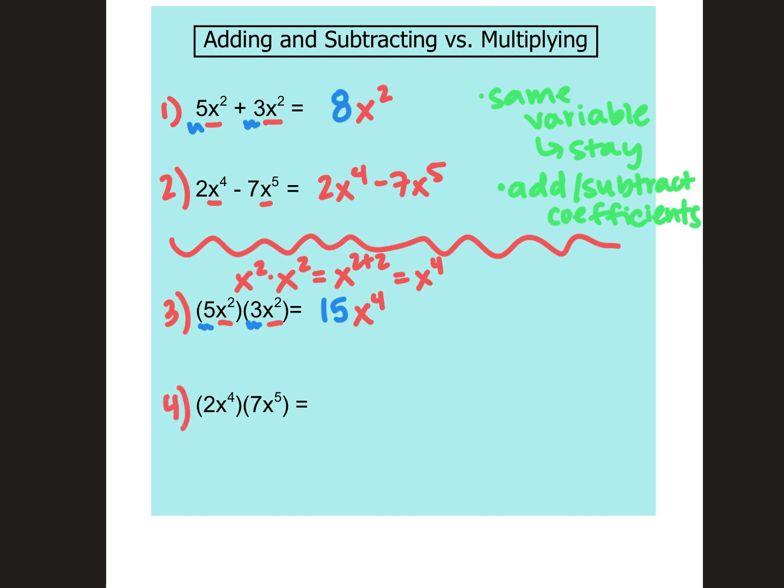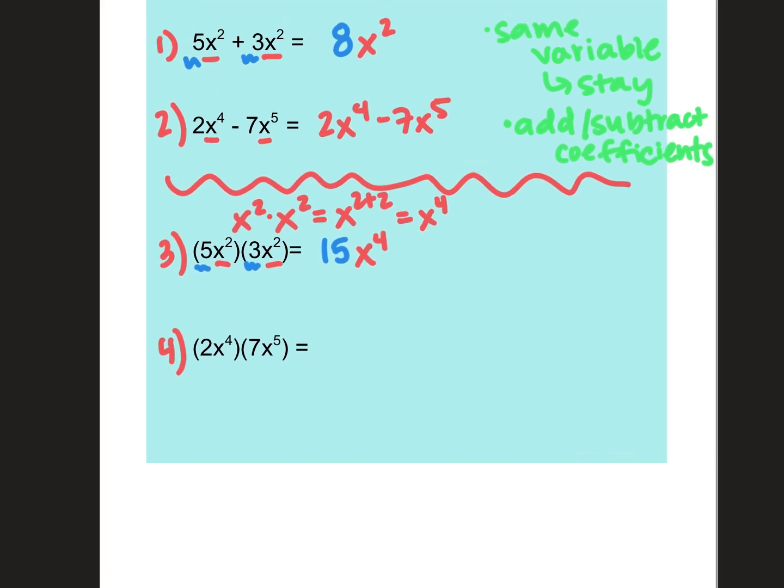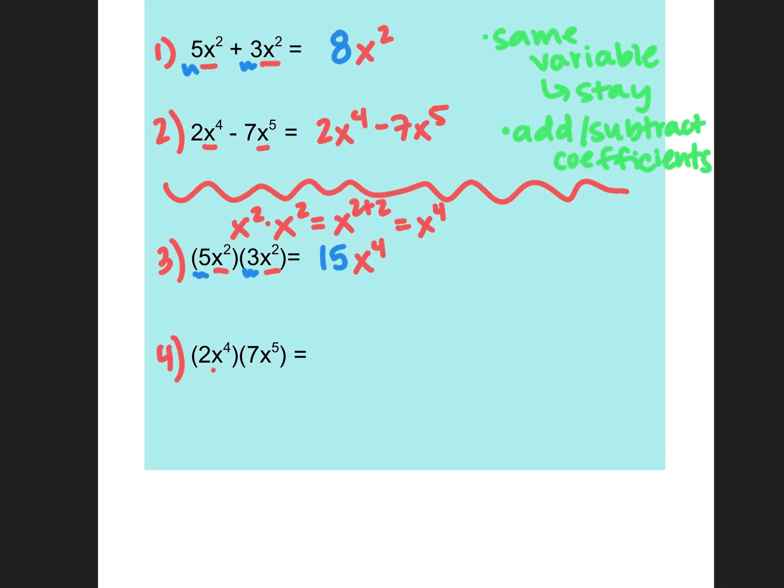I'm going to do the same thing in this last example. Notice now that my variables are not like terms, and that's okay. I can still multiply them together. I just can't add or subtract them. So starting with your coefficients, 2 times 7 gives me 14. And then I have x to the 4th power times x to the 5th power. If I add 4 plus 5, I get a total of 9. So this is going to be 14x to the 9th power.